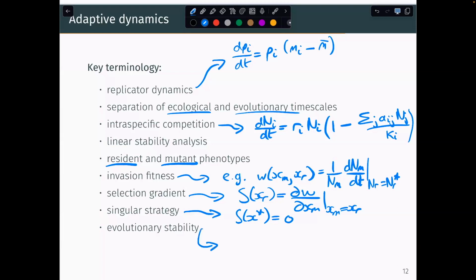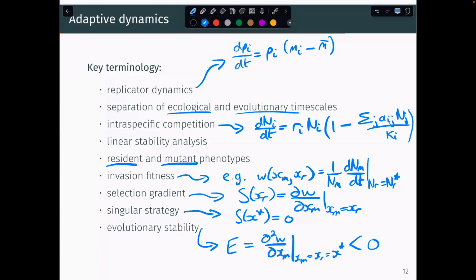And it turns out that this is evolutionarily stable if this quantity here, given by the second derivative of your invasion fitness with respect to your mutant trait, and then evaluated with these traits at your singular strategy, is negative. What this is really saying is your invasion fitness here is a maximum. So this is telling you about the curvature. Just as if you're looking at some function f of x and you think about what happens to the curvature of that function when you take its second derivative, it gives you its maximum.